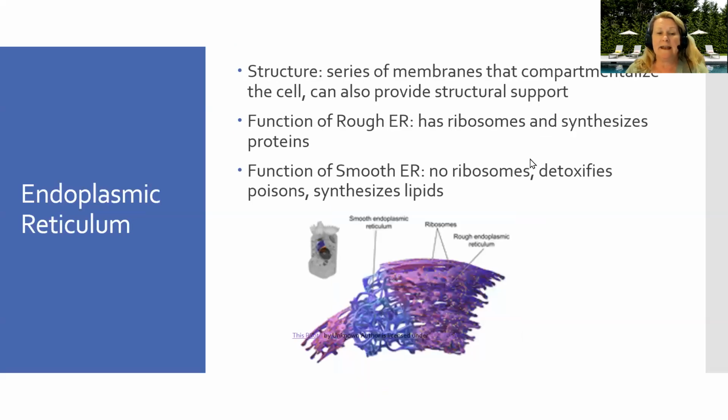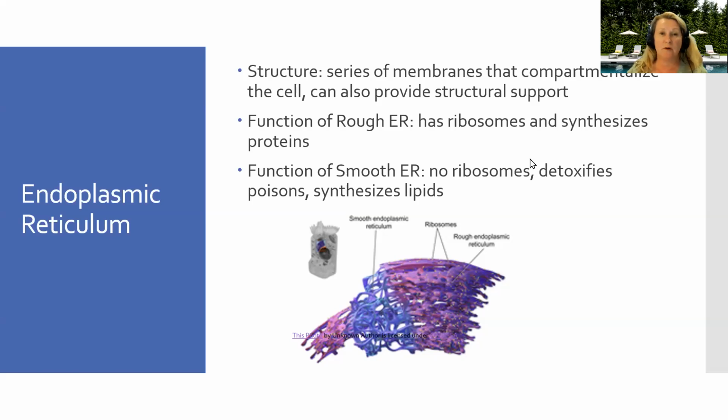Okay. And next, let's move on to the endoplasmic reticulum, or ER for short. Now, this and the other organelles we're talking about are membranous organelles. They have membranes. The structure is a series of membranes. They compartmentalize the cell. They divide the cell up. They can also provide structural support for the cell. And there's two main kinds of endoplasmic reticulum, rough ER and smooth ER.